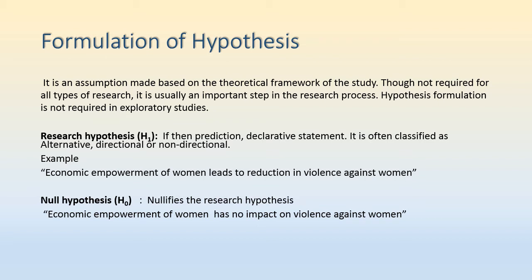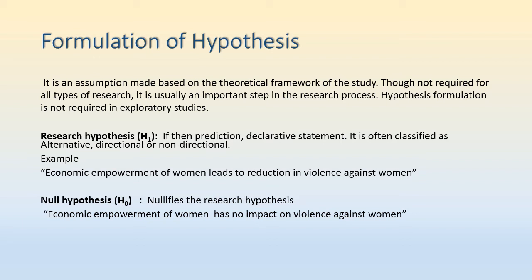So, what is a research hypothesis? Research hypotheses are if-then predictions or declarative statements. They are often classified as alternative, directional or non-directional. For example, economic empowerment of women leads to reduction in violence against women. So this is a declarative statement or a hypothesis. Now this has to be tested through observations.